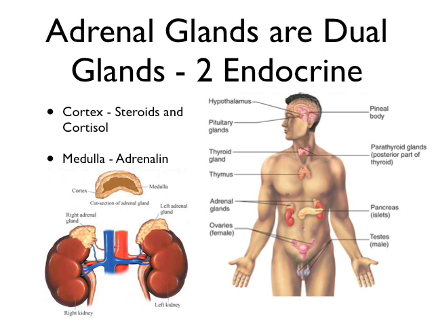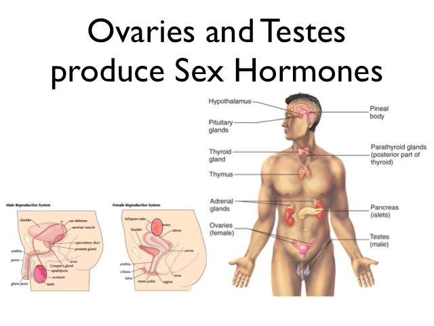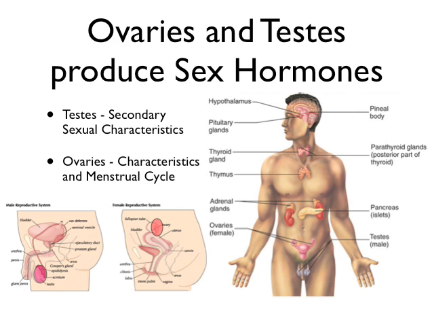And then finally, down in the pelvic cavity are the sex glands, the ovaries and the testes. They produce the sex hormones. Of course, the testes are going to create secondary sexual characteristics, like males typically have more hair on their body, and the ovaries are going to produce secondary sexual characteristics for females, as well as controlling the menstrual cycle. Both ovaries and testes are under control of the pituitary. Pituitary is telling them what to do, and then they're doing it.